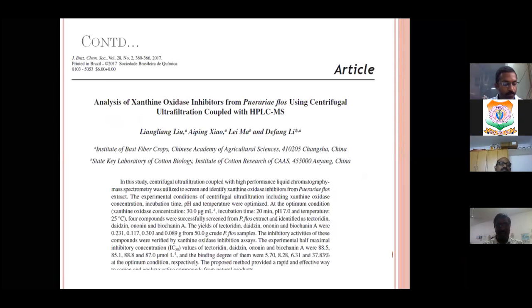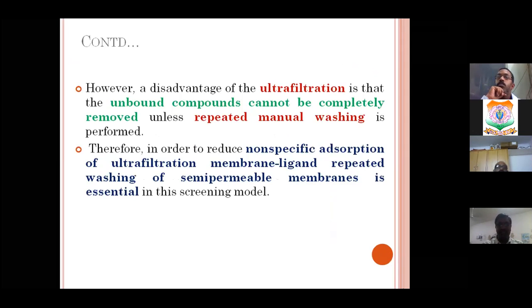No need of that. Now here, take an enzyme as a target and mix with the particular extract. Target means xanthine oxidase enzyme is the target, and they are going to use it with the centrifugal ultrafiltration membrane, and they are separating and isolating the active components. What is the disadvantage of this method? Disadvantage is unbound compounds cannot be completely removed unless repeated manual washing is performed. That's why, in order to reduce non-specific absorption on the ultrafiltration membrane ligand, repeated washing of the cell membrane is very essential in this screening model.